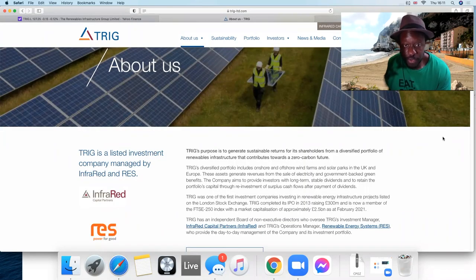TRIG's diversified portfolio includes onshore and offshore wind farms and solar parks in the UK and Europe. These assets generate revenues from the sale of electricity and government-backed green benefits. The company aims to provide investors with long-term, stable dividends and to retain the portfolio's capital through reinvestment of surplus cash flows after payment of dividends.